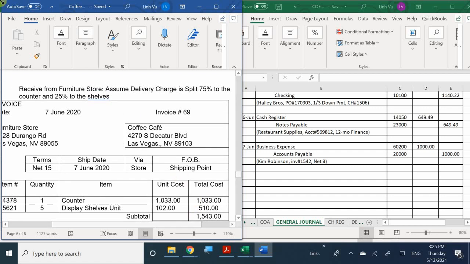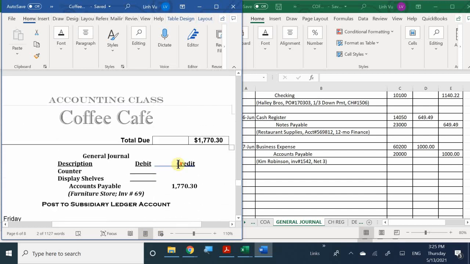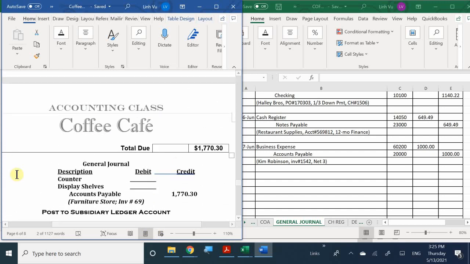So this is where we need to start calculating our amounts because, once again, we received a bill. Let's take a look at our bill. When is it due? 15 days. So there we have it. We're not going to pay yet. So in this case, invoice number 69 from furniture store.